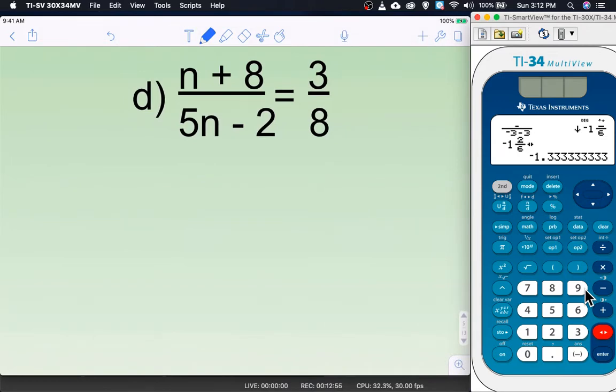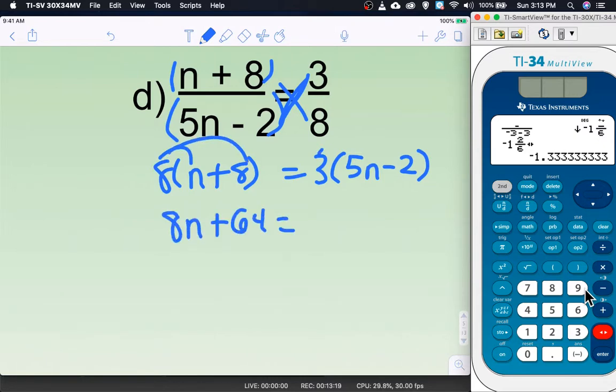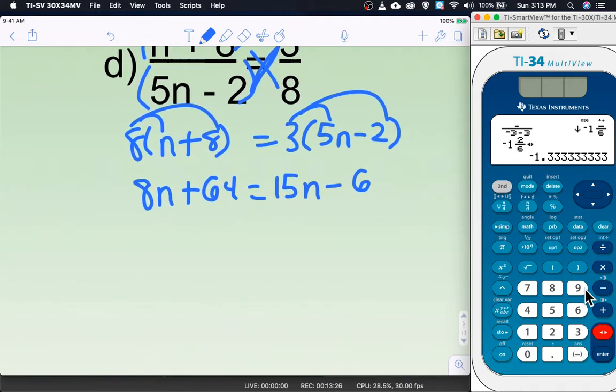Letter D. We're going to be solving the same. I'm going to take the 8 times this expression, 8 times n plus 8, and I'm going to take 3 times this expression, 3 times 5n minus 2. Both of those I'm going to be doing the distributive property. Distribute there is 8n plus 64. Distribute here is 15n minus 6. And then we just solve the equation.